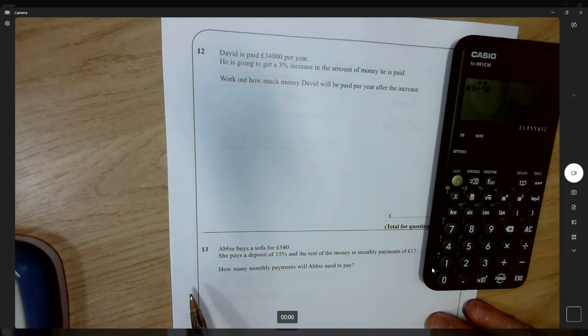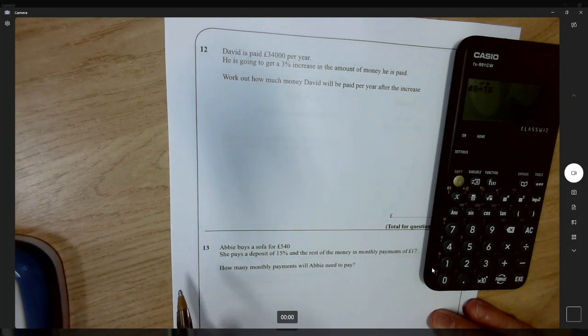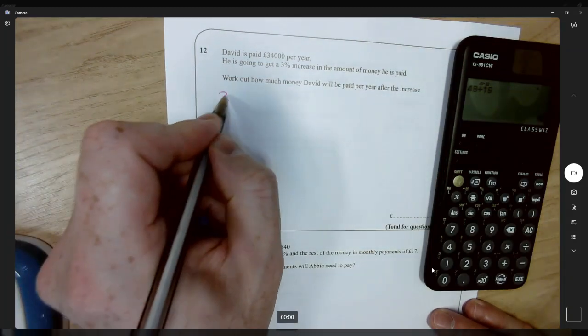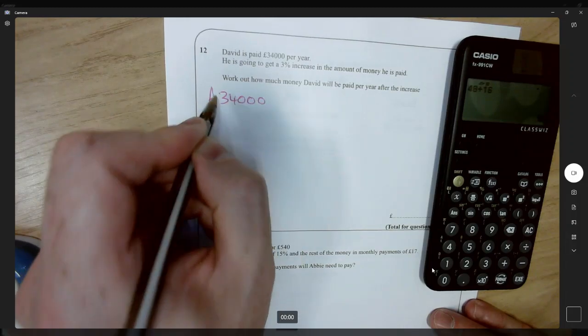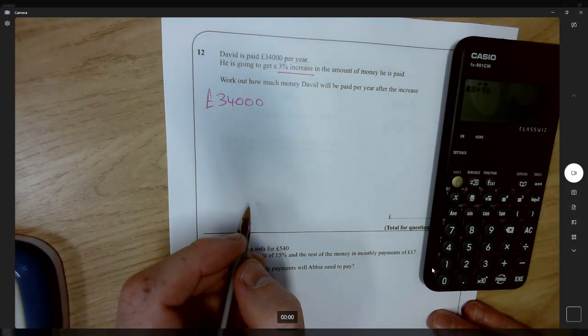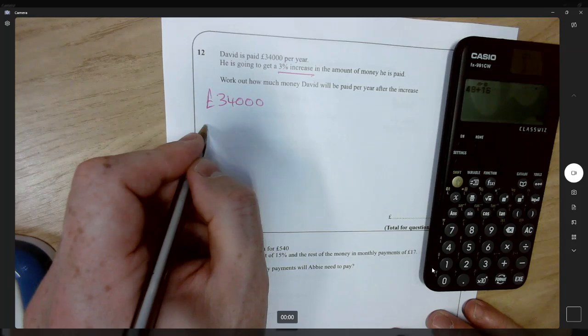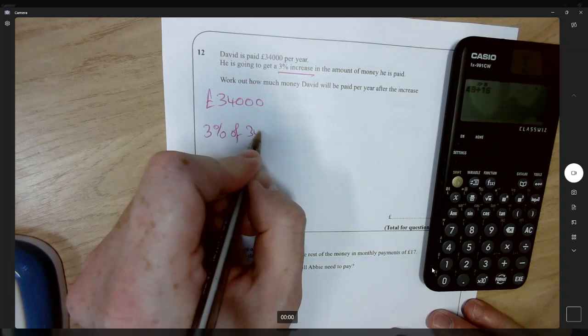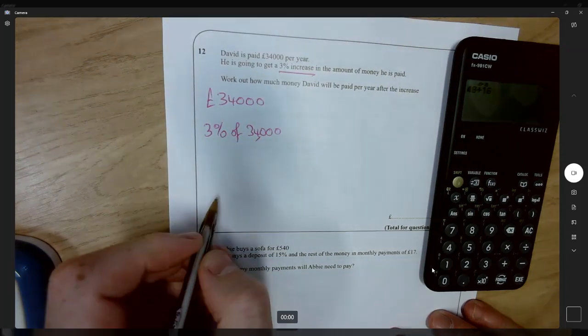He's going to get a 3% increase in the amount of money he's paid. Work out how much money David will be paid per year after the increase. So he's got £34,000, and he's going to get a 3% increase. That means we need to find 3% and add it on. So you've got two choices here. Either find what 3% of 34,000 is. That's how much he gets extra.